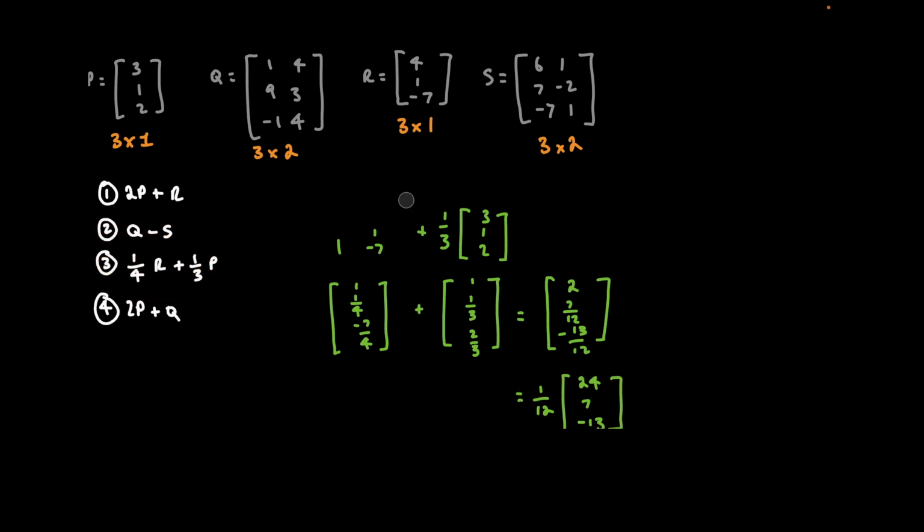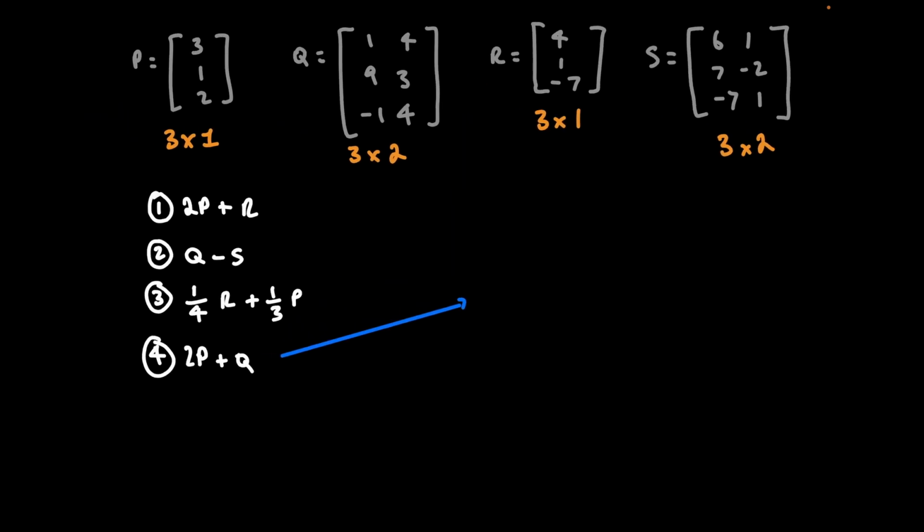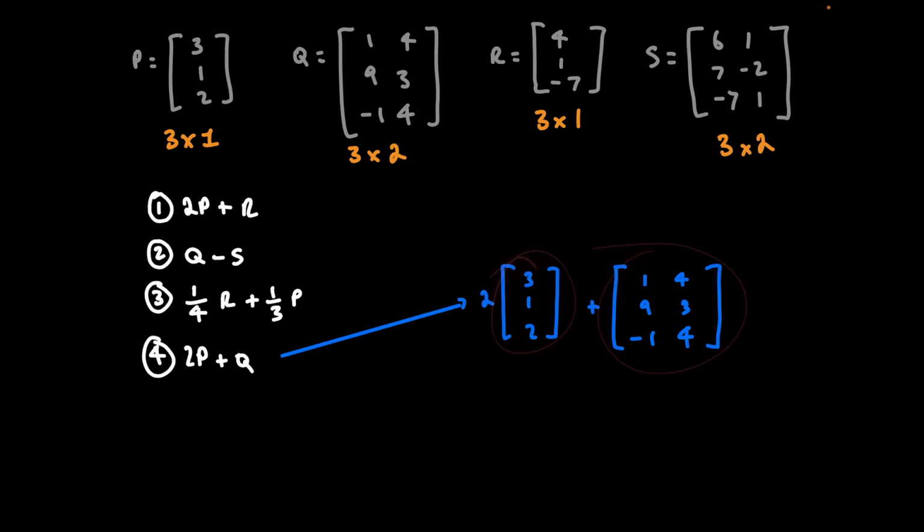And the last one is 2P plus Q. Let's work this one out. 2 times P would be 2 times 3, 1, 2, plus the matrix of Q, which is 1, 4, 9, 3, negative 1, 4. And if your answer to this is you're not allowed to add these two matrices together because they're a different size, you would be correct.